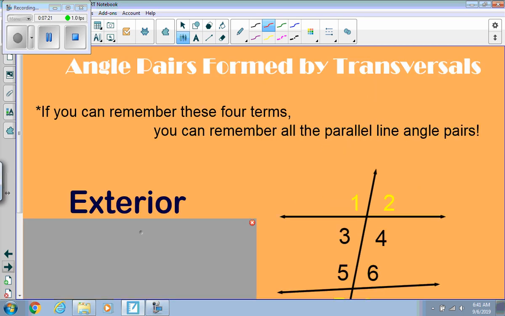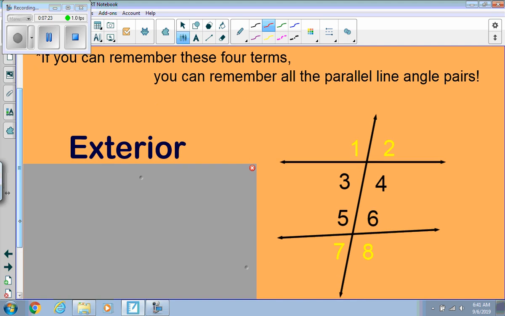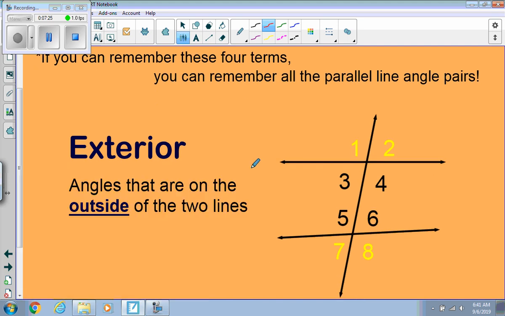Then we've got exterior. The exterior of your house is the outside of your house. So they're going to be the angles that are outside of your two parallel lines. So 3, 4, 5, and 6 were on the inside. 1, 2, 7, and 8 are on the outsides of the lines.